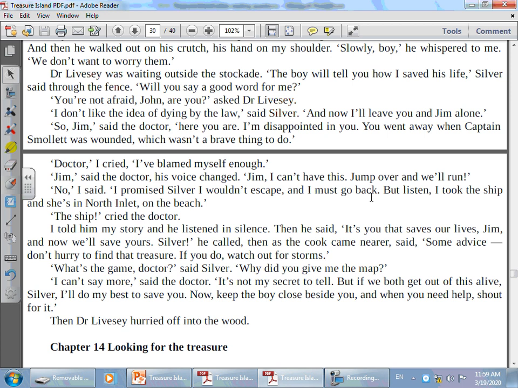What's the game, doctor? Said Silver. Why did you give me the map? I can't say more, said the doctor. It's not my secret to tell. But if we both get out of this alive, Silver, I'll do my best to save you. Now, keep the boy close beside you, and when you need help, shout for it. Then Dr. Livesey hurried off into the woods.